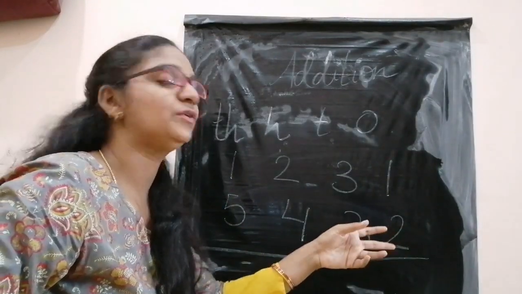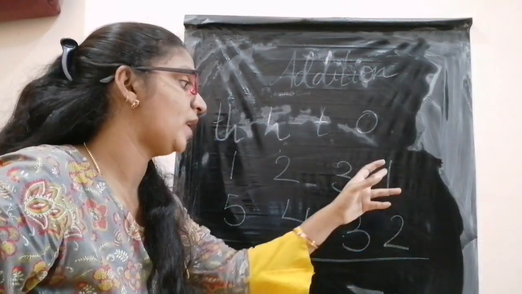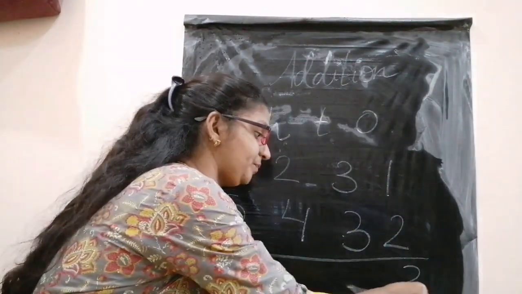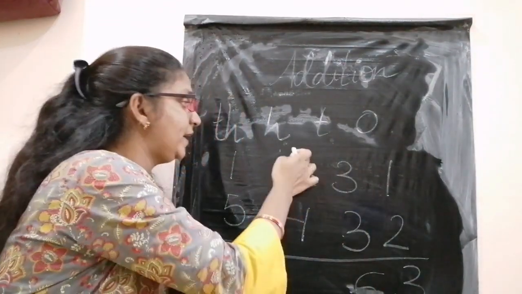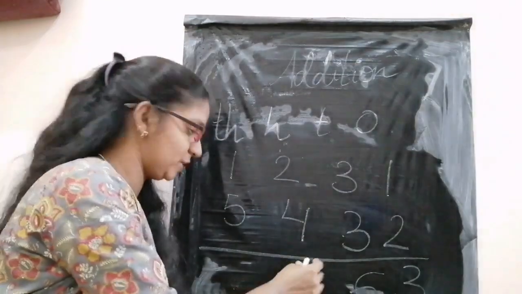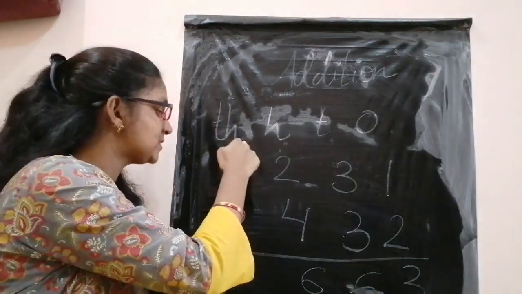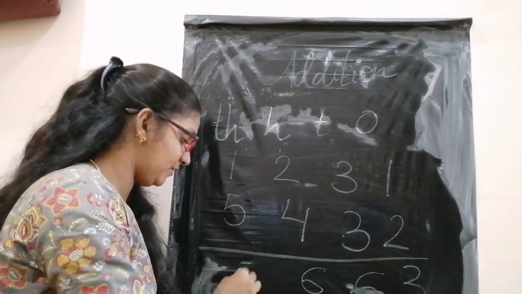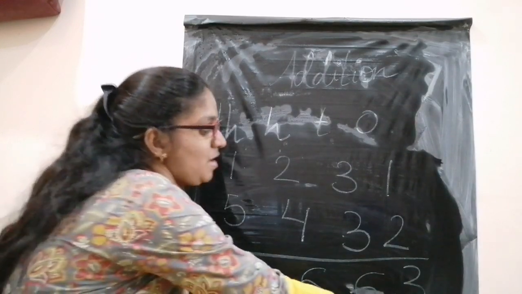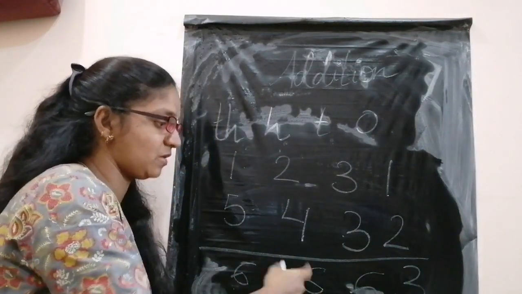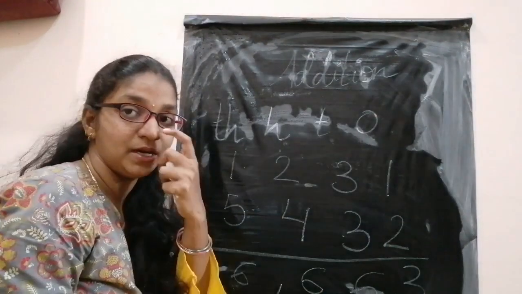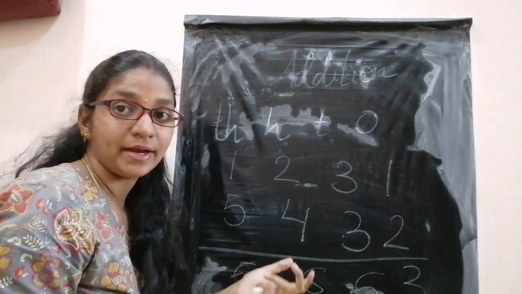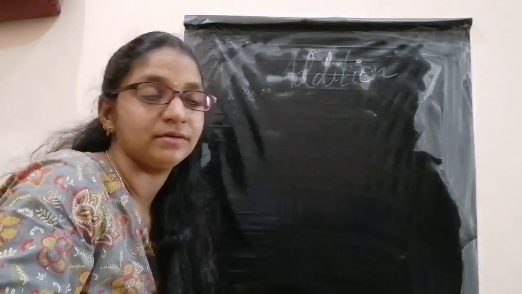So what is the sum of the ones place here? It is 1 plus 2, 3, and next tens place 3 plus 3 is 6, and next hundreds place 2 plus 4 is 6, and next thousands place 1 plus 5 is 6. So 6663 is the answer. And next we will learn how to do addition with carrying.